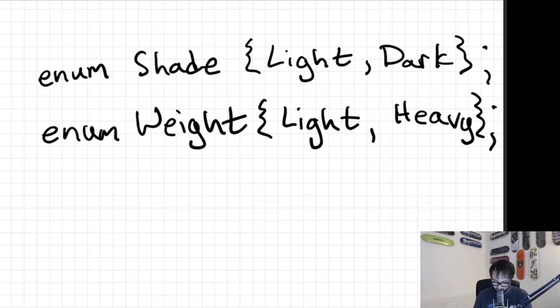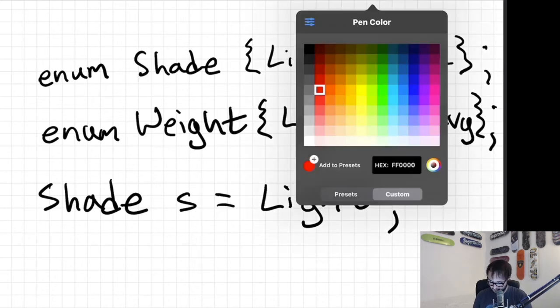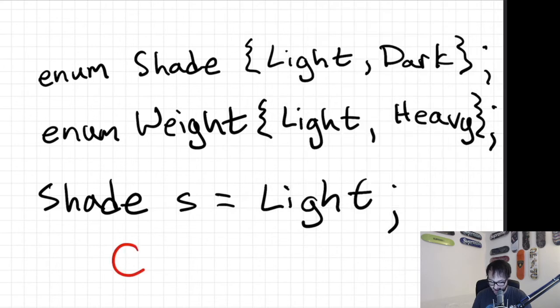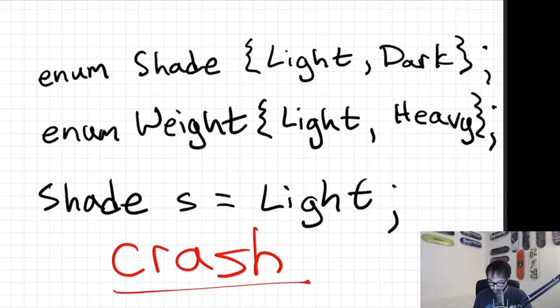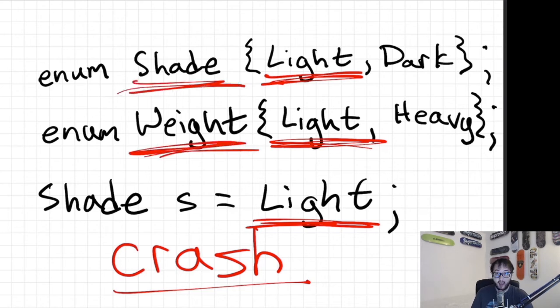And then we said, all right, I want to make a variable of type shade, and I want to call it S, just for sake of time, and I want to put light in it. What's going to happen? Well, we're going to have a crash, because we have light here and light here, and when we say let's make it light, it doesn't know which light it should be. Is it shade's light? Is it weight's light? It has no clue.